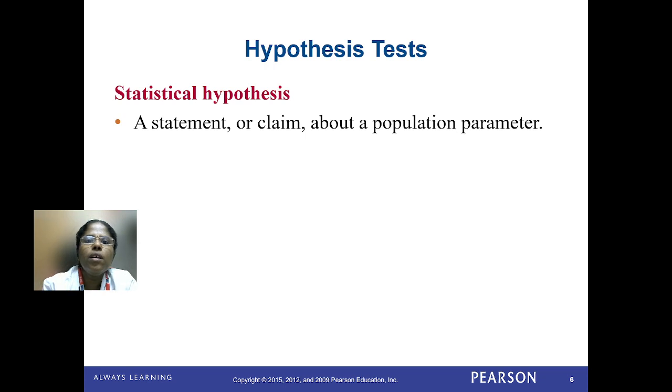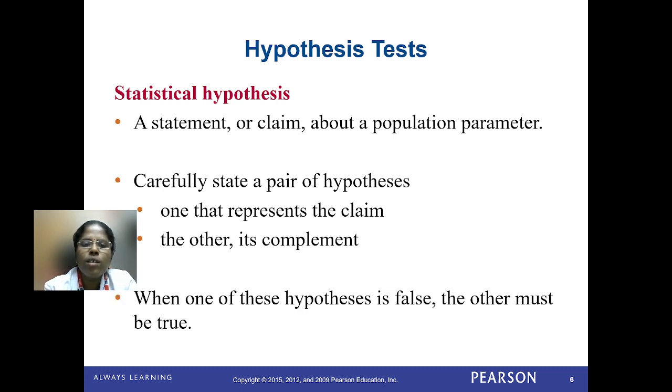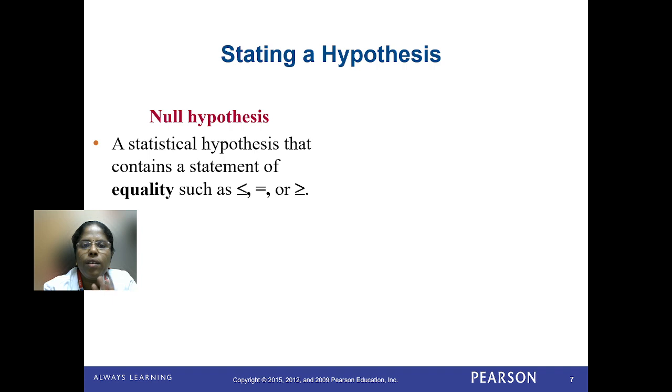So what is meant by a statistical hypothesis? It's a statement or a claim about a population parameter. Here carefully, they state a pair of hypotheses, one that represents the claim, the other is its complement. When one of the hypotheses is false, the other must be true. If one is true, the other must be false; when it is false, the other must be true. Here one is called the null hypothesis, the other is called the alternate hypothesis.